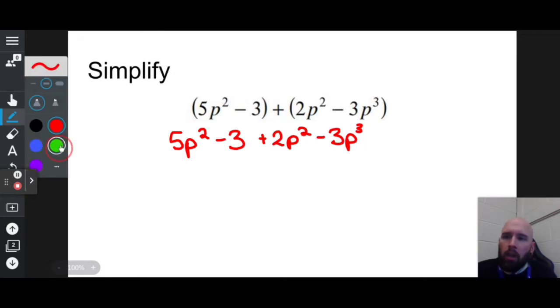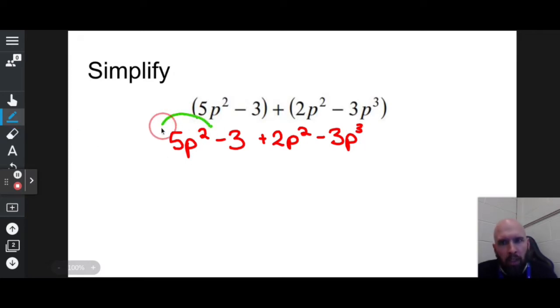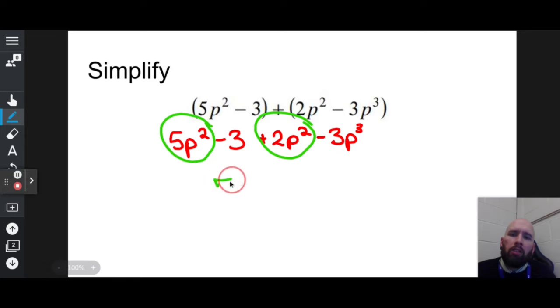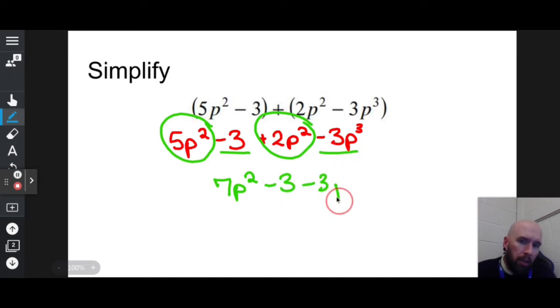Now I'm going to look at each guy and I'm going to combine like terms. So I see that 5p squared is a like term with 2p squared. So that gives me 7p squared. Minus 3 combines with nothing, minus 3p cubed combines with nothing.